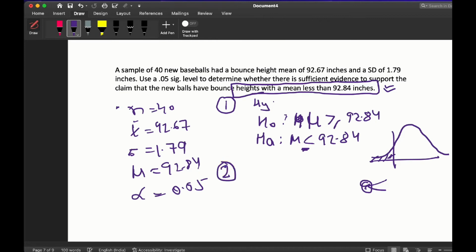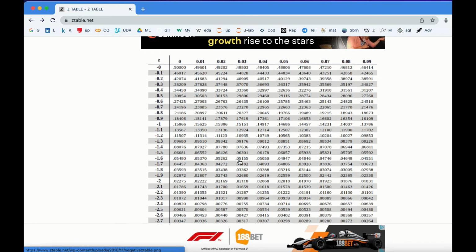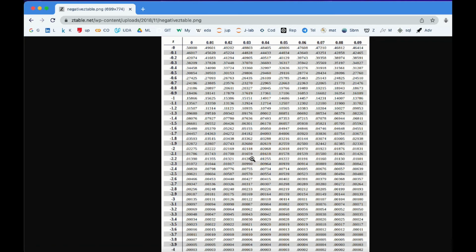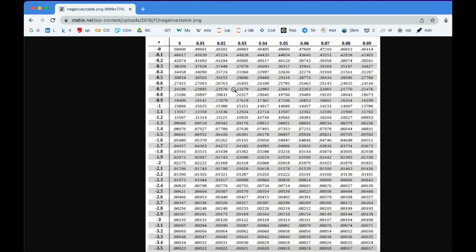Okay, so point number 2, we will calculate the z value. Now this is alpha 0.05, so we will see what the z value corresponding to 0.05 is. We go here and we see 0.05 is here, so it is 1.64.